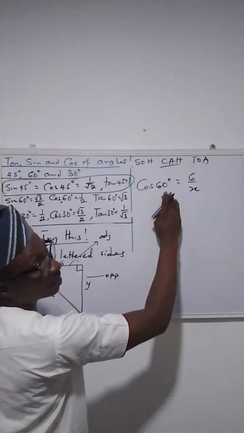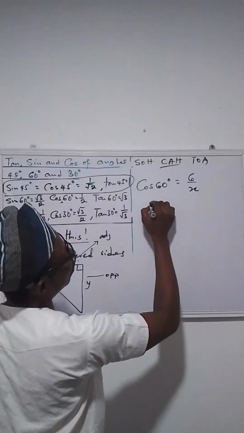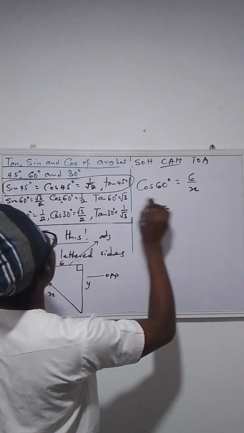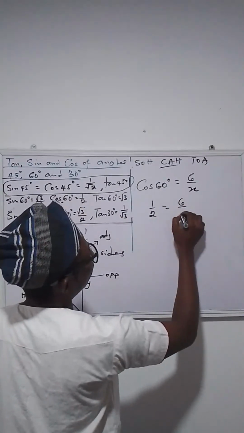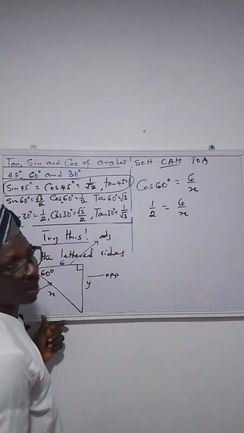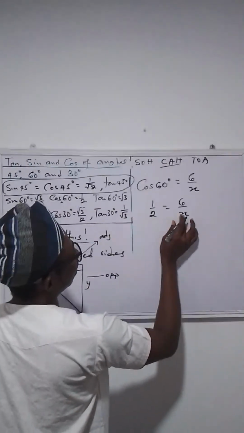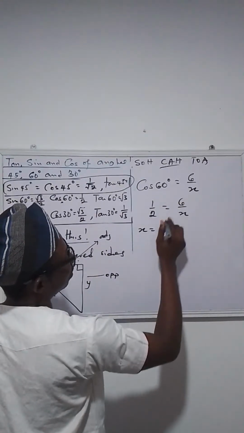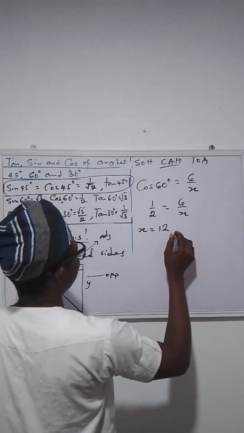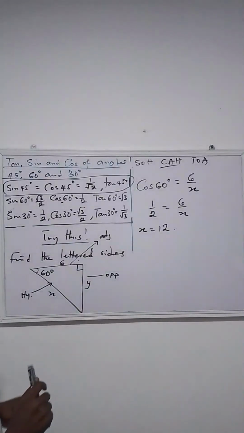Now, cos 60 is written as 1 over 2. Okay, we have that here. Cos 60 is 1 over 2. So that's going to be 6 over x. So you cross multiply. So we have x times 1, that is x, equals 2 times 6, that's 12. So that is going to be the value of x.